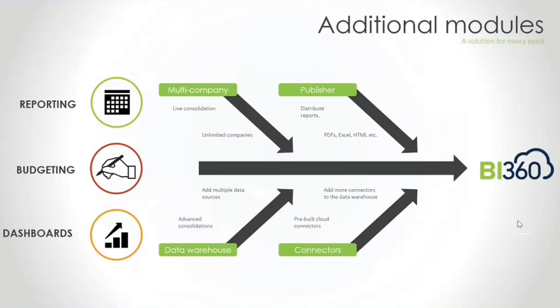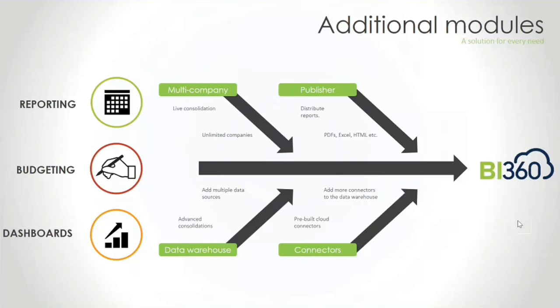So firstly, we have a multi-company module. This gives you the possibility for live consolidation throughout an unlimited number of companies. So what does that mean? If you are running Dynamics with multiple legal entities, you can have consolidated reports summarizing actuals and budgets through all those entities into one single view in real time.